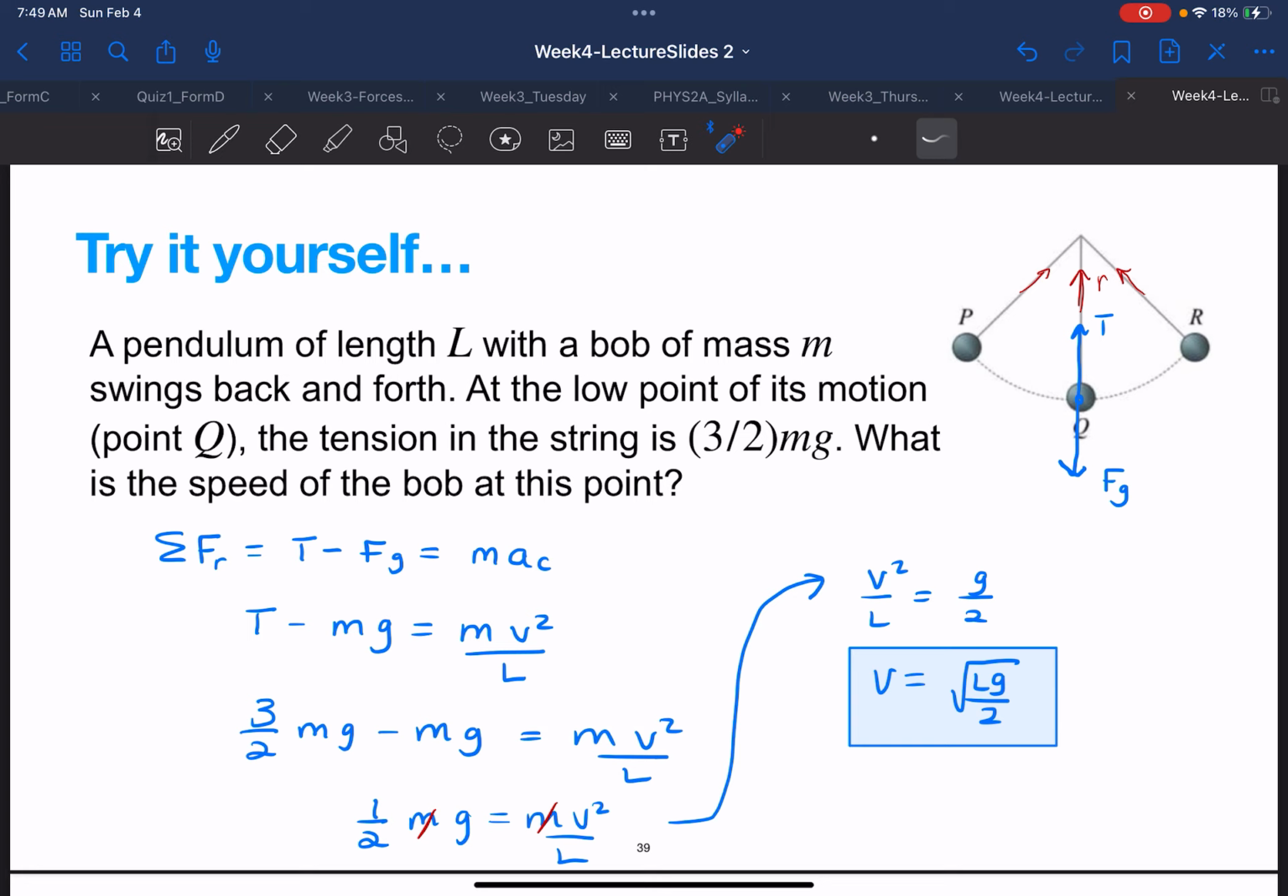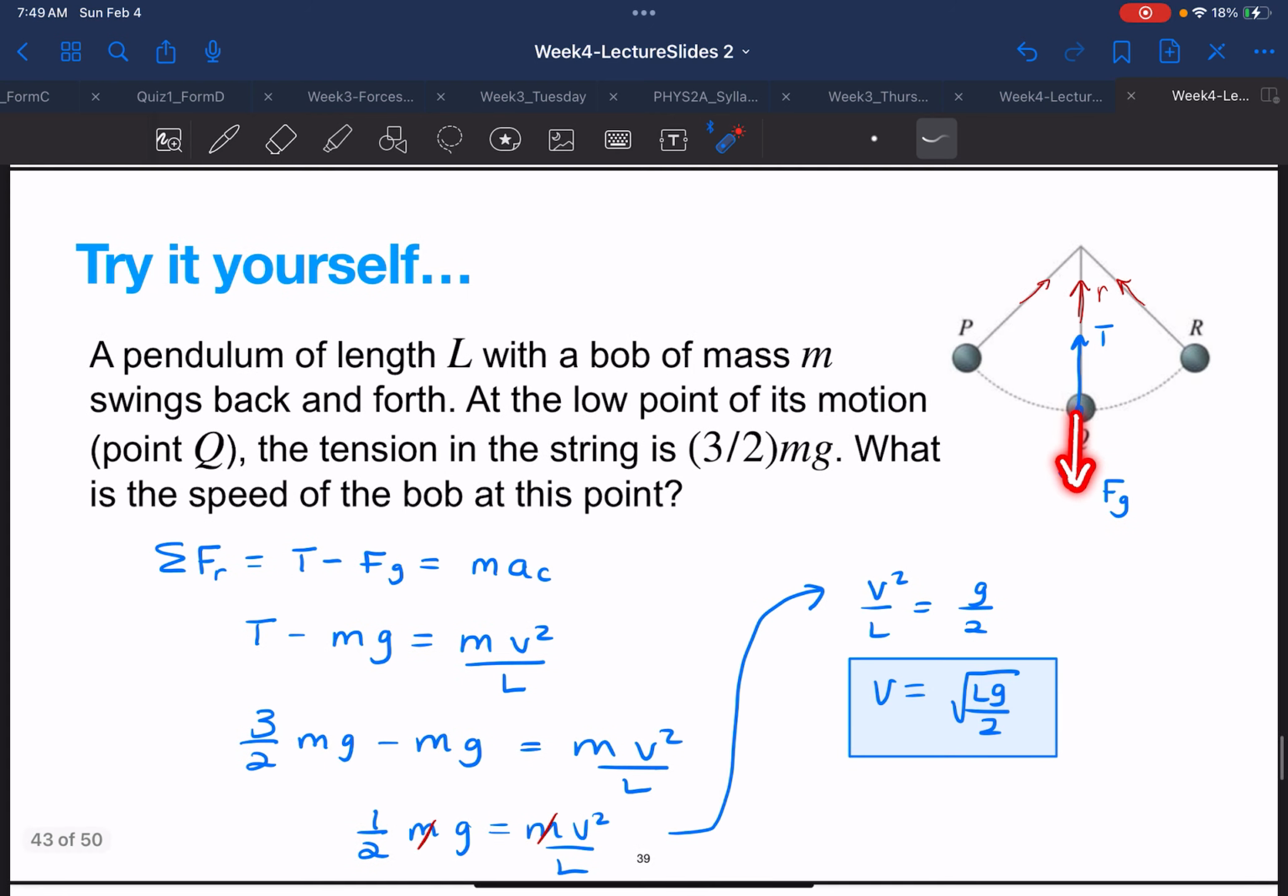So the sum of the forces in the radial direction, starting here, tension points to the center, so that's a positive T. Force of gravity points outward, so minus Fg equals m a centripetal. And the centripetal acceleration again is v squared over r.